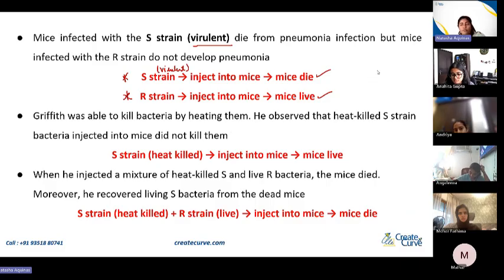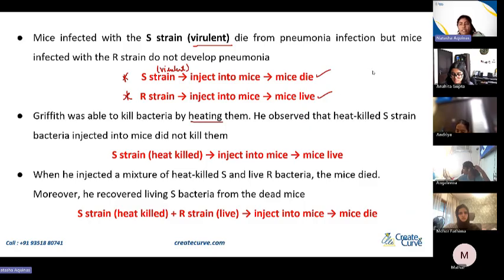Now, Griffith was able to kill bacteria by heating them. I hope you know that you can kill bacteria if you heat them, right? That is why we boil water before we drink it. A lot of the treatments that we do are mainly by boiling or by heating, because we want to get rid of the bacteria. Similarly, Griffith thought of the same thing and killed bacteria. How did he kill it? He heated the bacteria.